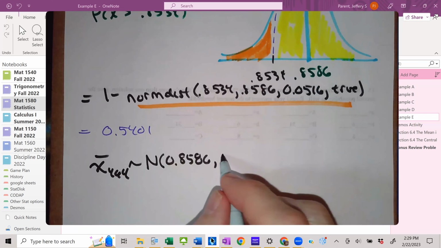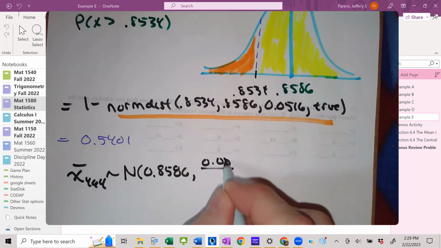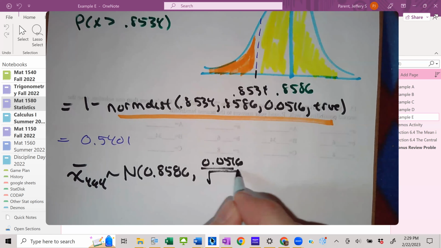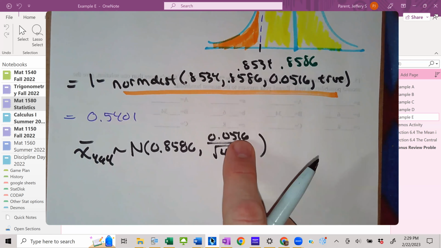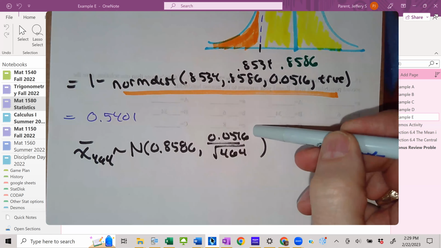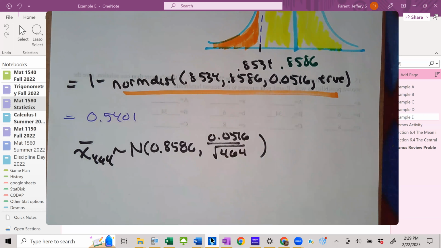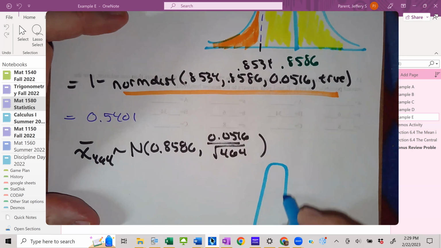But the standard deviation is going to be minuscule. It's going to be the old standard deviation, 0.0516 divided by the square root of 464. I don't even think I care what that actual number is. It's going to be really small, because you're essentially dividing by something close to 22 or 23. If I was able to draw the distribution to scale, it's going to be really skinny.